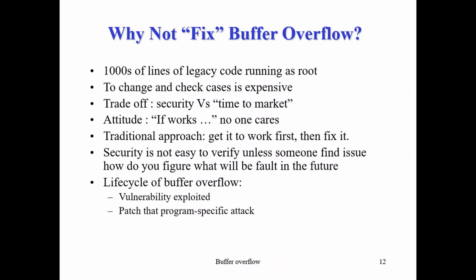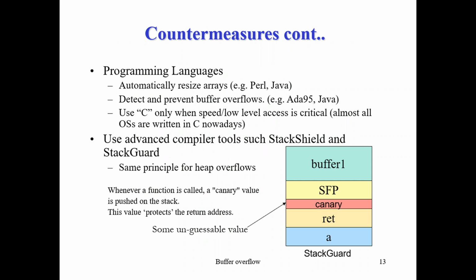So it's all the countermeasures for the problems we run into with buffer overflow. Some countermeasures that we have here: programming languages such as Perl and Java automatically check the size of the array. They detect and prevent buffer overflow, as in Ada 95 and Java. Use C only when speed and low-level access are critical. And then use advanced compilers such as StackShield and StackGuard.